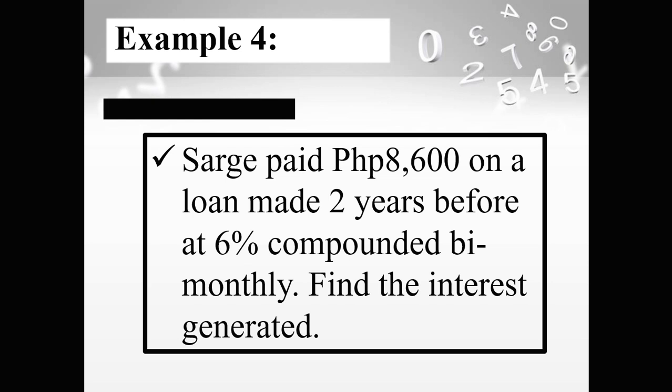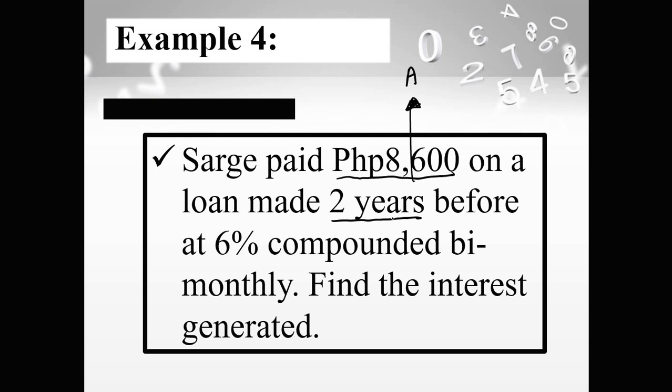sabi po dyan, si Sarge daw nagbayad ng 8,600 pesos sa loan nung 2 years ago, which is 6% compounded bimonthly. So, ibig sabihin po, since binayaran niya sa 8,600 pesos, what is 8,600 pesos? This will be the future value, which is the principal amount plus the interest. Kasi ito na yung amount na binayad niya. So, that will be the principal plus the interest.